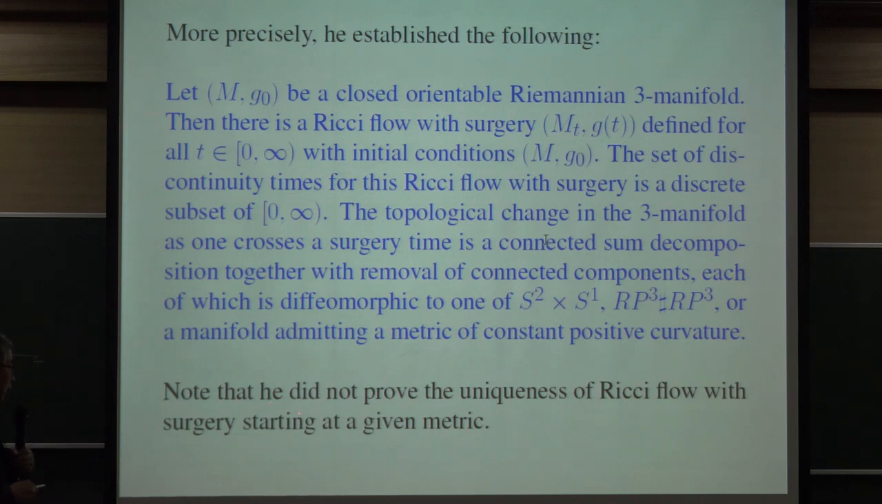But note he did not prove uniqueness of Ricci flow with surgery starting from a given initial metric. So he did it topologically, but metrically, the metric here is not uniquely determined by the metric before the surgery, nor after that.